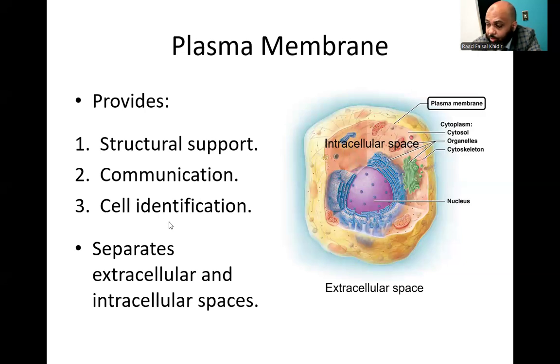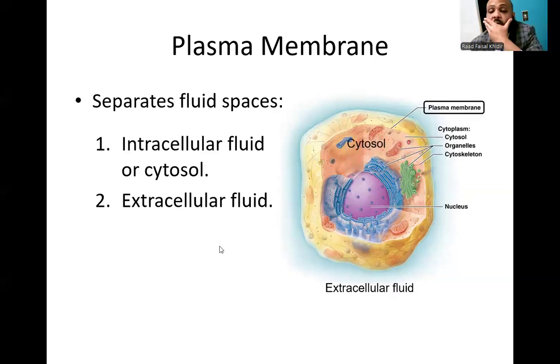Your immune system is able to detect that these cells at the surface of your tissues have a particular set of glycoproteins and glycolipids represented by the glycocalyx. And the glycocalyx is what your immune system uses to decipher self from non-self. The plasma membrane separates the inside of the cell from the extracellular space. The plasma membrane separates the fluid spaces.